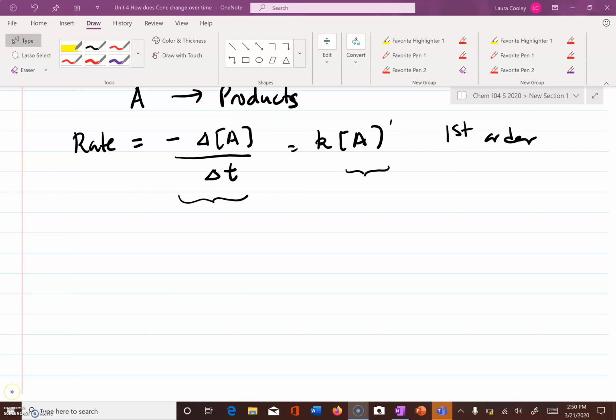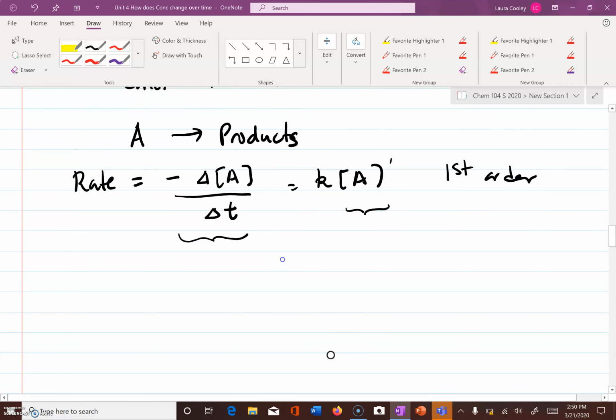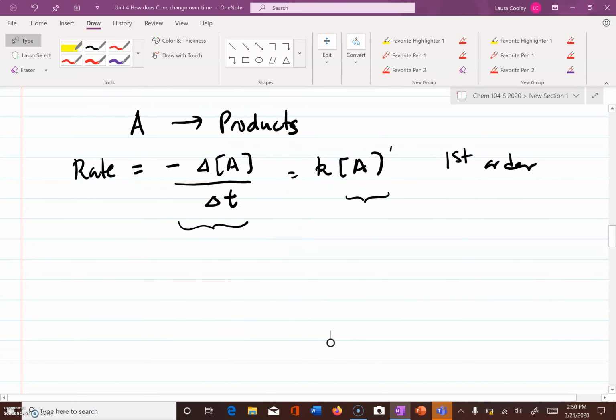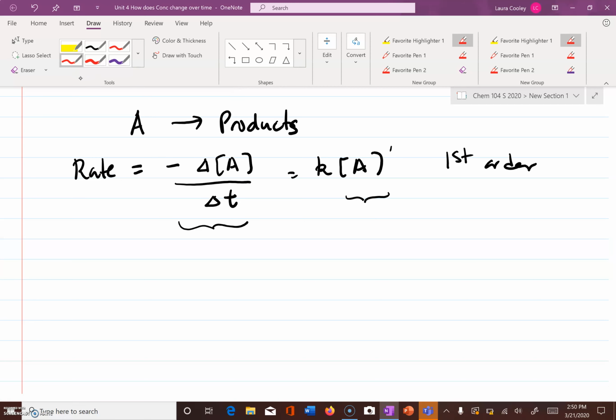Okay, so I promised you that I was going to come up with an equation that relates the concentration of reactant to time for a first order reaction. All right, so what I'm going to do is start with this equation here. But remember, I said that I have to use calculus, so if you know some calculus, listen up. If not, you can skip down to where I actually get the equation.